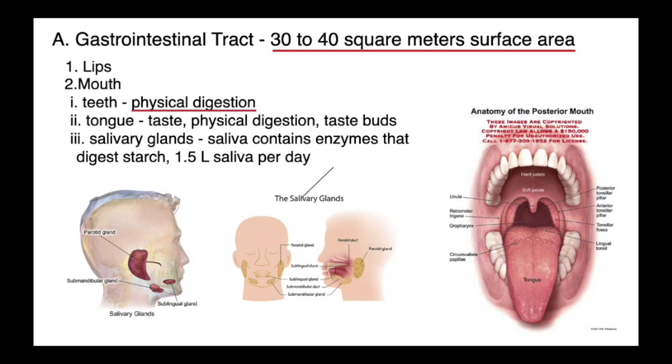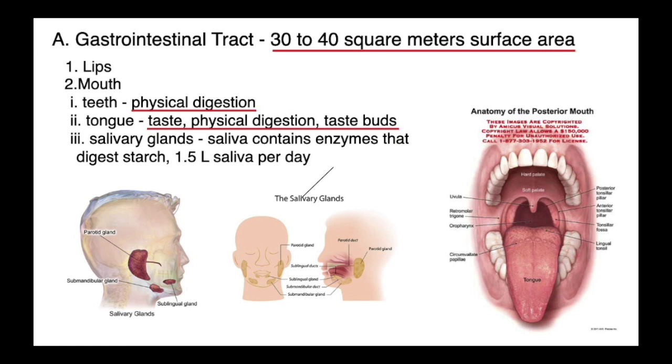Anyway, it starts with our lips, goes to our mouth. Then we have teeth, which are for physical digestion, which means breaking food down. You put a cracker in your mouth, you chew it with your teeth, and you start to just break it. Then your tongue does taste. It physically digests, and of course you've got taste buds that help you with the taste. Physical digestion, again, is just breaking food down. Your tongue pushes the food around in your mouth, helping break it.